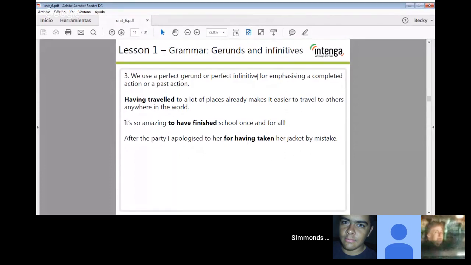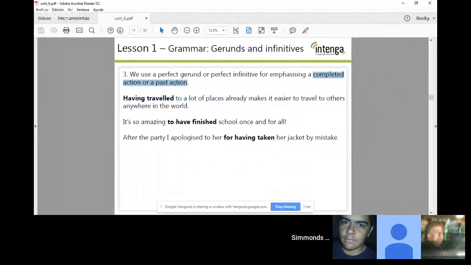May I replace the statement to have finished by finishing, or is it correct? Well, that they finished, okay? Because we're also talking about a completed action or an action in the past, okay? So all of these examples here will be talking about the past. Just like this first one, having traveled, it means I went or I've been to a lot of different places already. And because of that, it's now easier to travel to different places. Okay. So here in this second sentence, this person has finished school forever and it's an amazing experience.